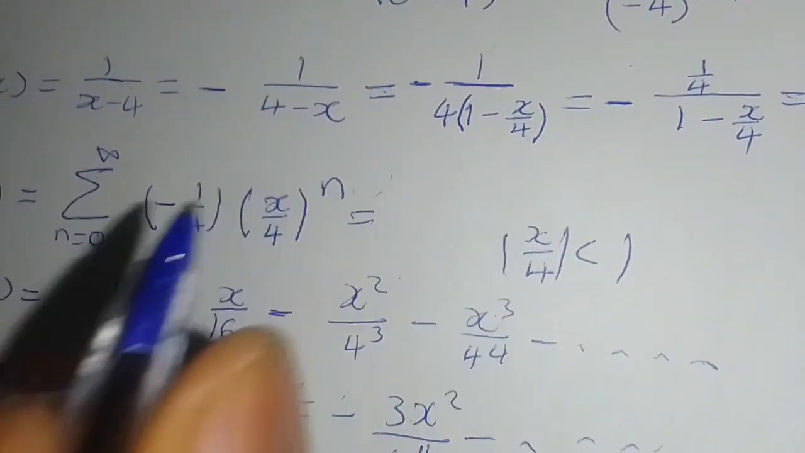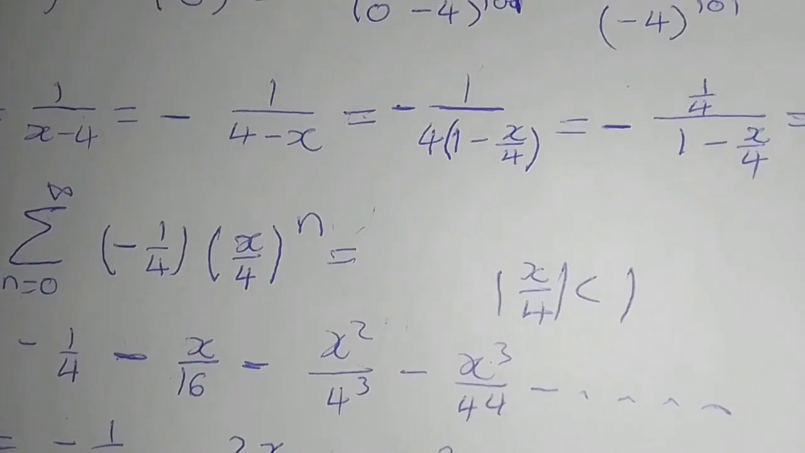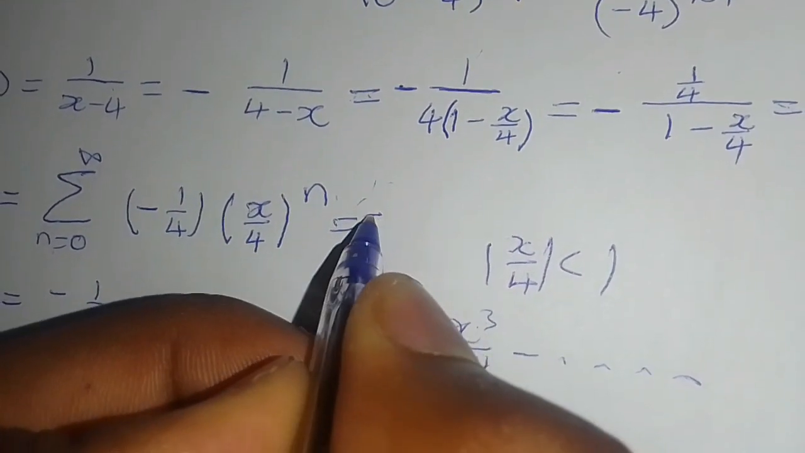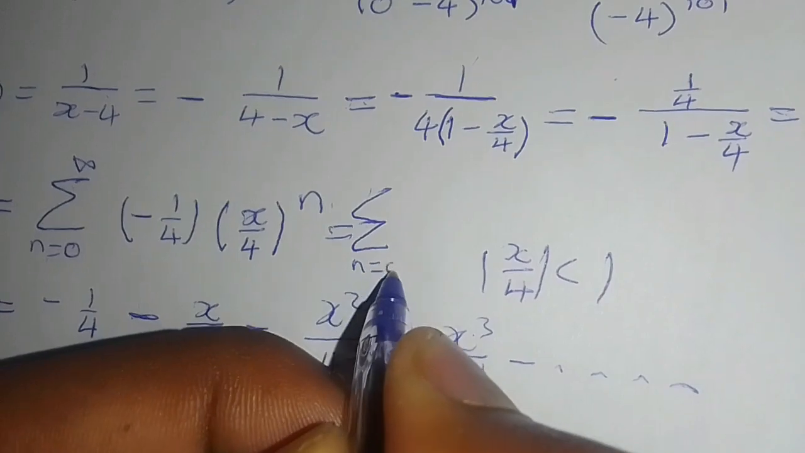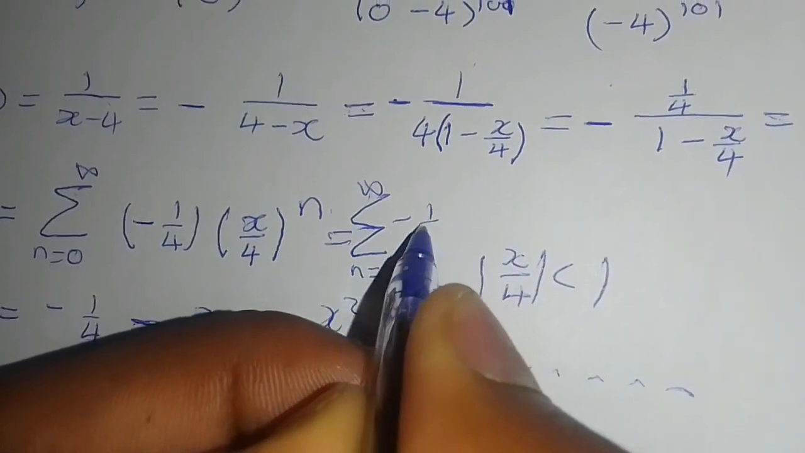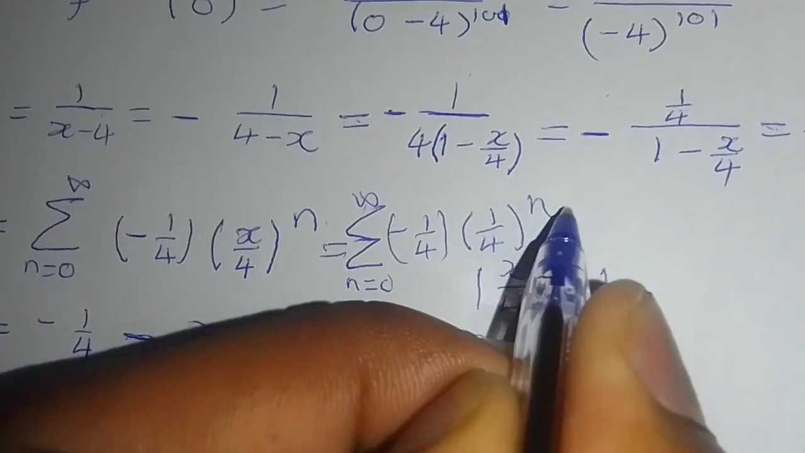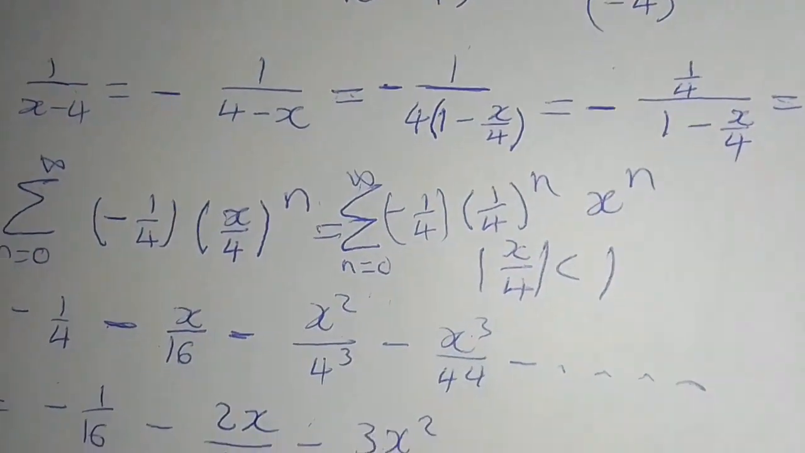Isolate x to the power of n. That way it's easier to get the coefficient. So I'm just going to rewrite that series from 0 to infinity and say minus 1 over 4. And then I basically have 1 over 4 raised to the n and x to the n. That's when I rewrite that.